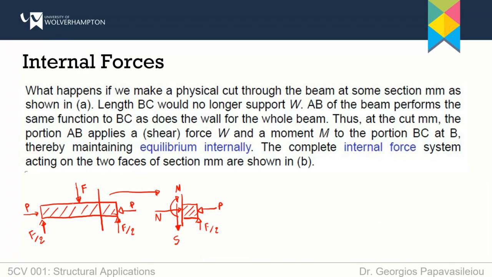The same applies if we keep the left part of the structure. So if I could draw this left part, and here is the section, here is F, here is F over 2, and here is P. Once again, we need to have a horizontal reaction to P. We need to have a vertical reaction to either F over 2 or F. And we need to have a bending moment that tends to prevent any rotation. So at any point, if we could cut through the beam, we need to have one horizontal component, one vertical component, and one moment. It's always the case.